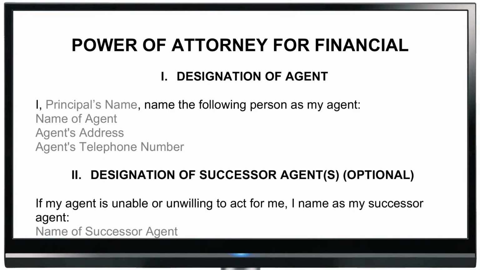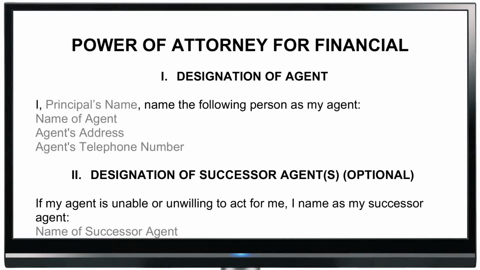When determining an agent, ask yourself, would you trust this person with your wallet? If not, they may not be the best choice. Make sure all financial institutions have a copy of your power of attorney. It will do no good if financial professionals are not aware of the document.